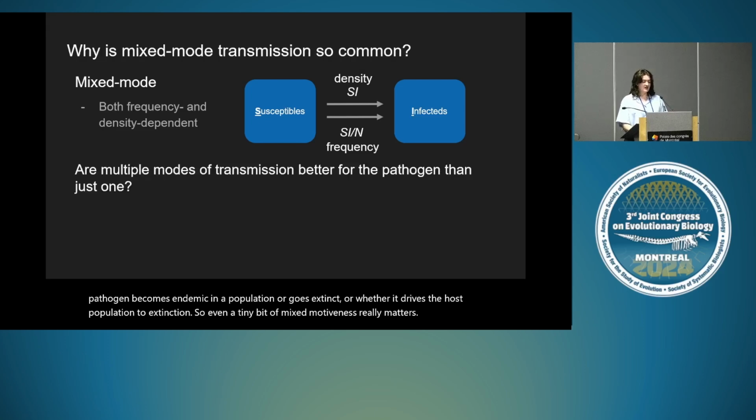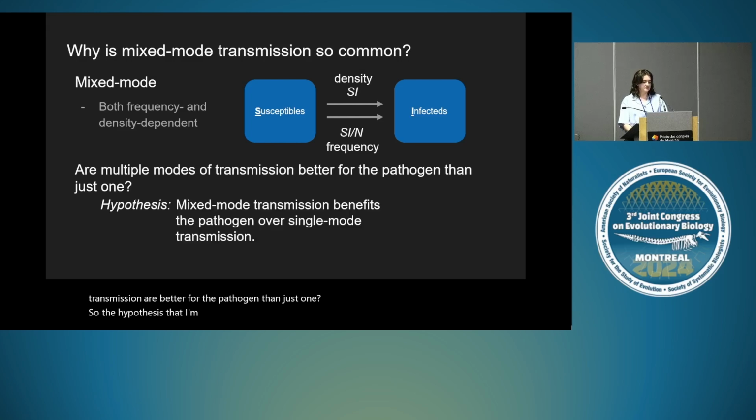And I'm really interested in why this mixed modedness is so common. We know that transmission is really important for pathogen fitness. So if you have a successful strategy, then why do we see this persistence of diversity even within a single disease as far as transmission route? So my question is whether multiple modes of transmission are better for the pathogen than just one. So the hypothesis that I'm testing is whether mixed mode transmission benefits the pathogen over single mode transmission.